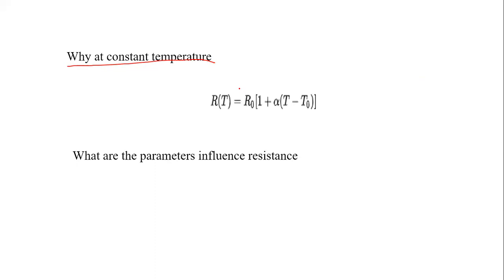Generally, the resistance of the material is nothing but the resistance of the material at zero degrees centigrade, R naught, plus R naught into alpha into (T minus T naught), which is the change in temperature. Whenever this change is zero, then R is equal to R naught. Otherwise, R is a function of temperature. That is the meaning of R of T.